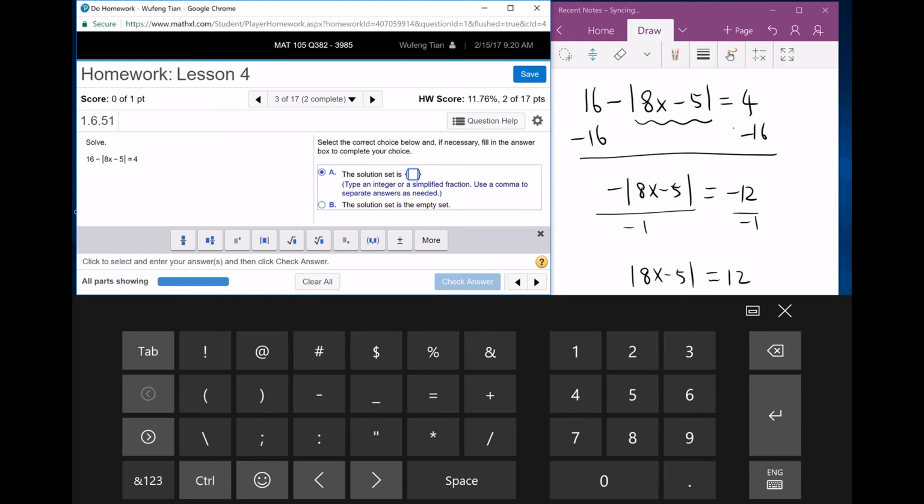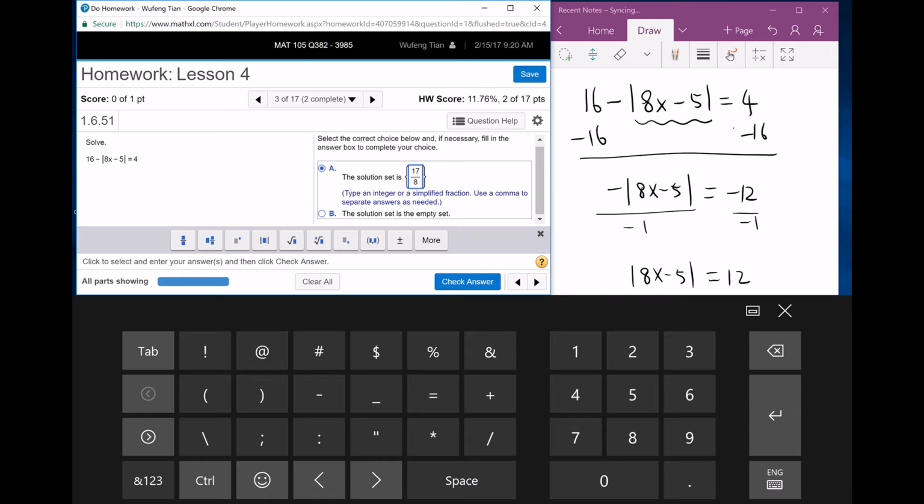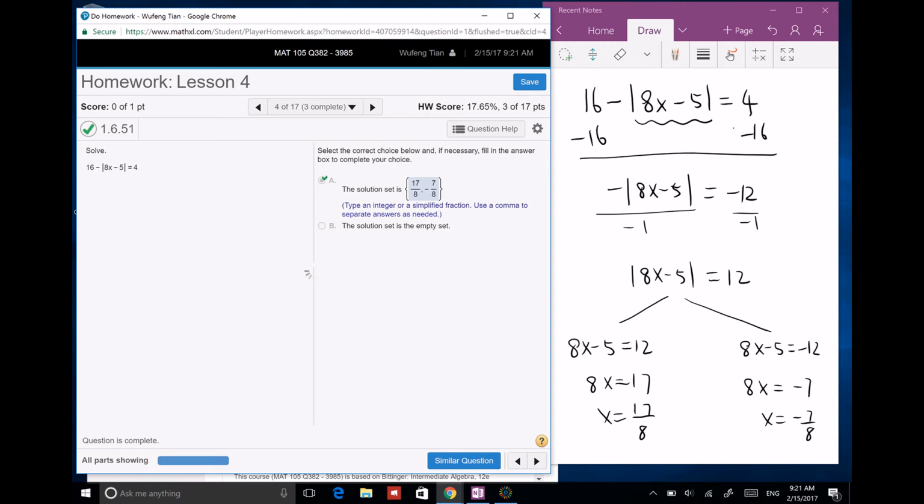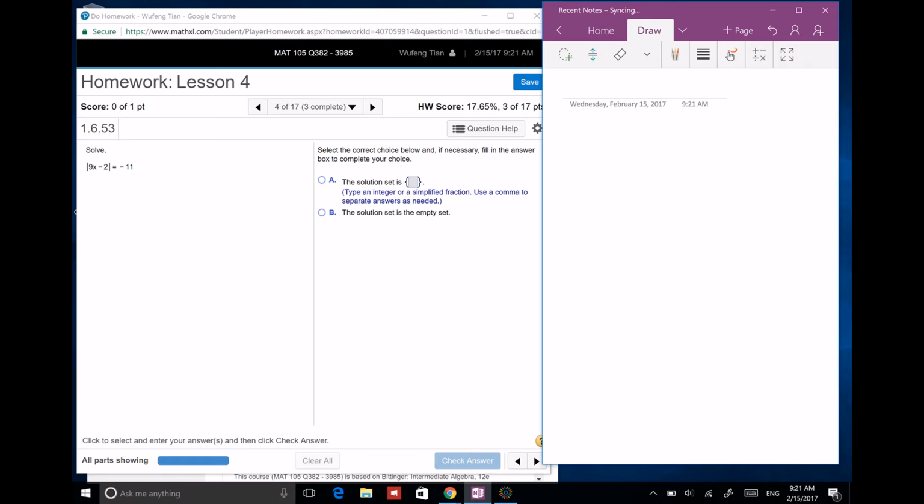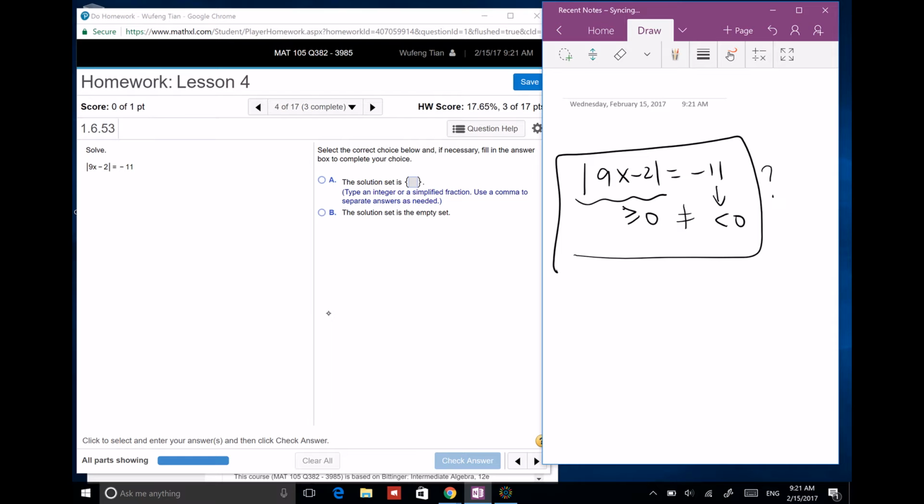So we got 17 over 8 and negative 7 over 8. Okay, so we have the absolute value of 9x minus 2 equals negative 11. This is an absolute value. It has to be bigger than or equal to 0. This number is less than 0. So there is a conflict here. Then this will never happen, because a positive number cannot equal a negative number. So there is no solution.